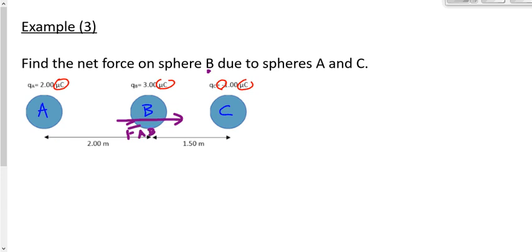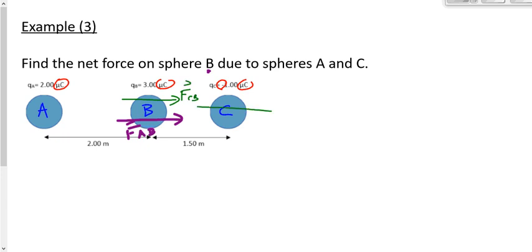Now, what about the force of C on B? B is positive, C is negative, right? Are they going to attract or repel? Attract. Then as a result of an attraction, is B going to get pulled towards C, or is B going to get pushed away from C? Pulled towards it, good. We're going to call that FCB.